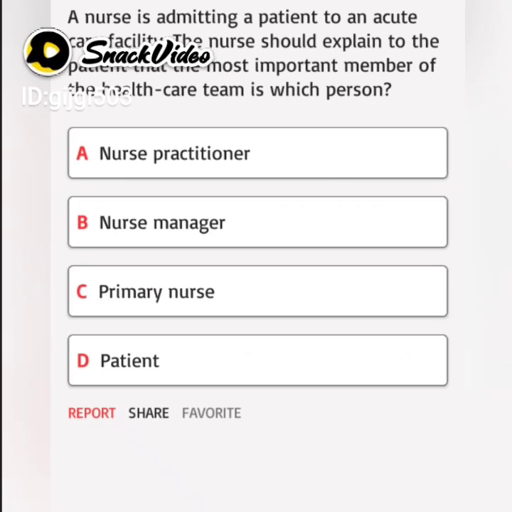A nurse is admitting a patient to an acute care facility. The nurse should explain to the patient that the most important member of the health care team is which person? A, nurse practitioner. B, nurse manager. C, primary nurse. D, patient. Correct answer.